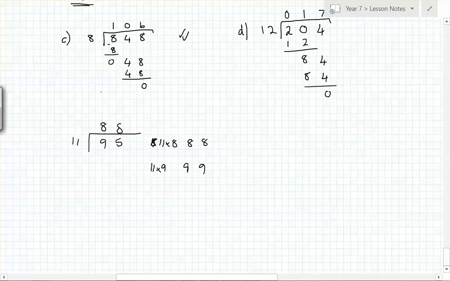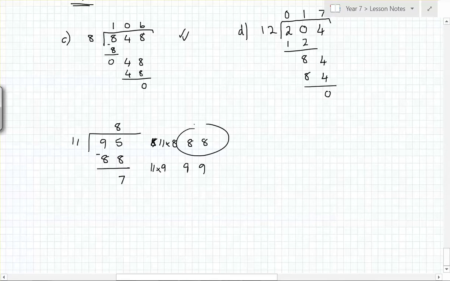No, sorry, I'm writing the wrong thing, aren't I? The answer is 8, which makes 88, but then you have to minus. The remainder is, what's the remainder? 7. 7 remainder. Sorry, wait. Hold on. I messed up. So I actually put 8. See here. He put 8.